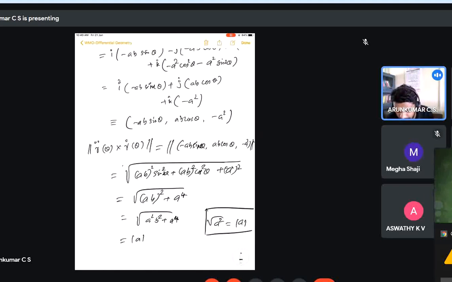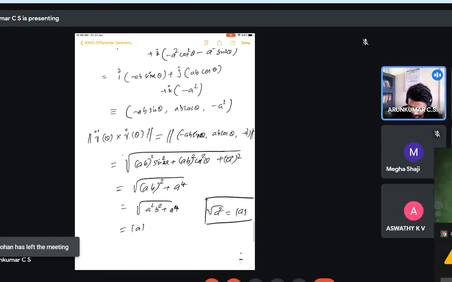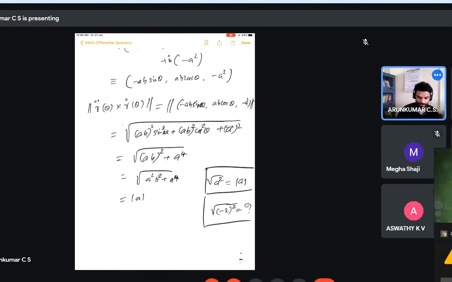Any doubt? Square root of A square. I'll give an example, you think of it: square root of minus 2 square. Find what it is, whether it is 2 or minus 2. So this is mod A into square root of A square plus B square, right?